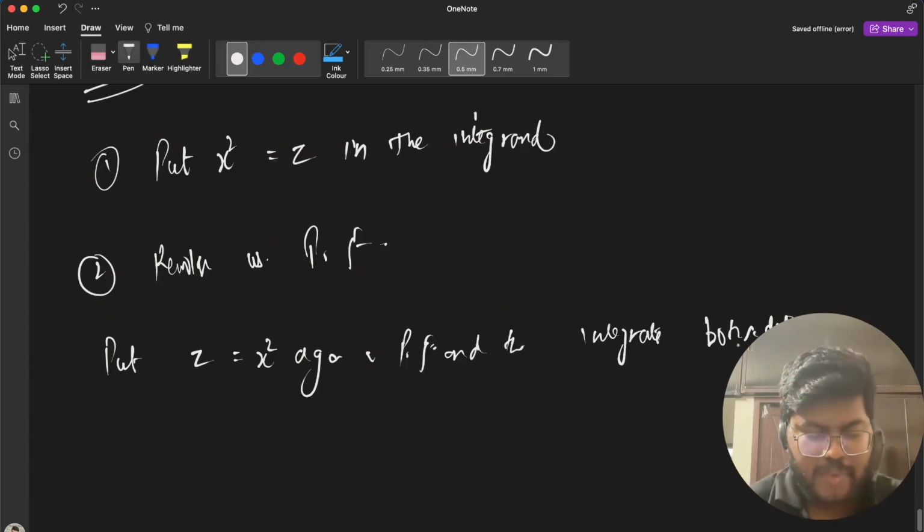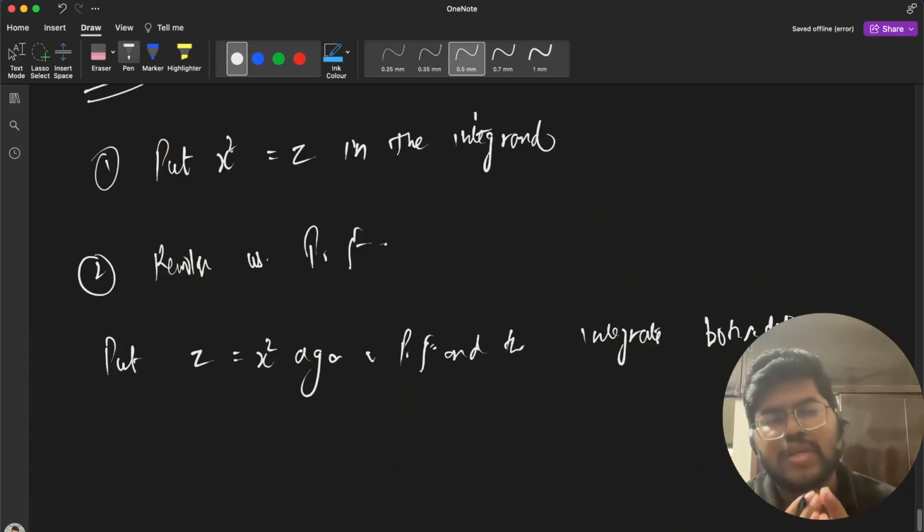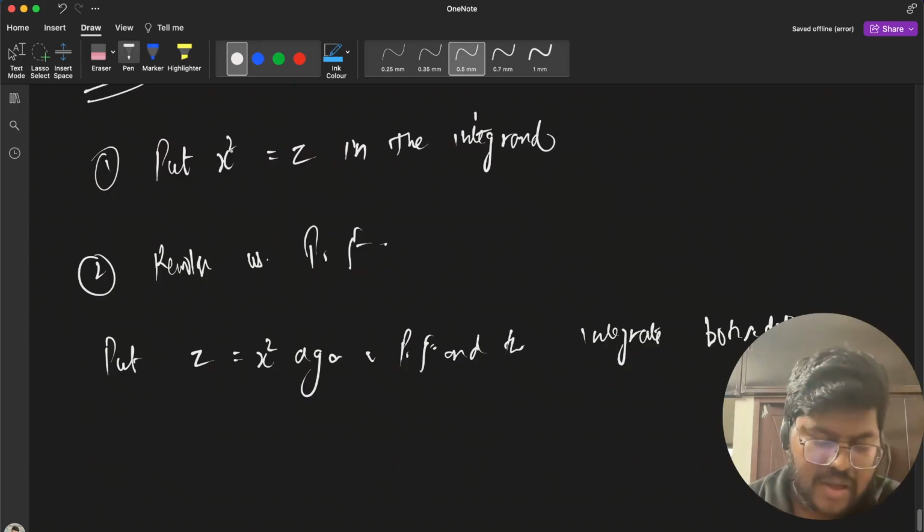So we will be doing an example to understand it much better, right? If the x square term is present in the numerator, then it should be manipulated. First change it to z, put it as z, then resolve the fraction into partial fractions, then solve for the values of a, b and c, then put the value back as x square and directly solve the integration.